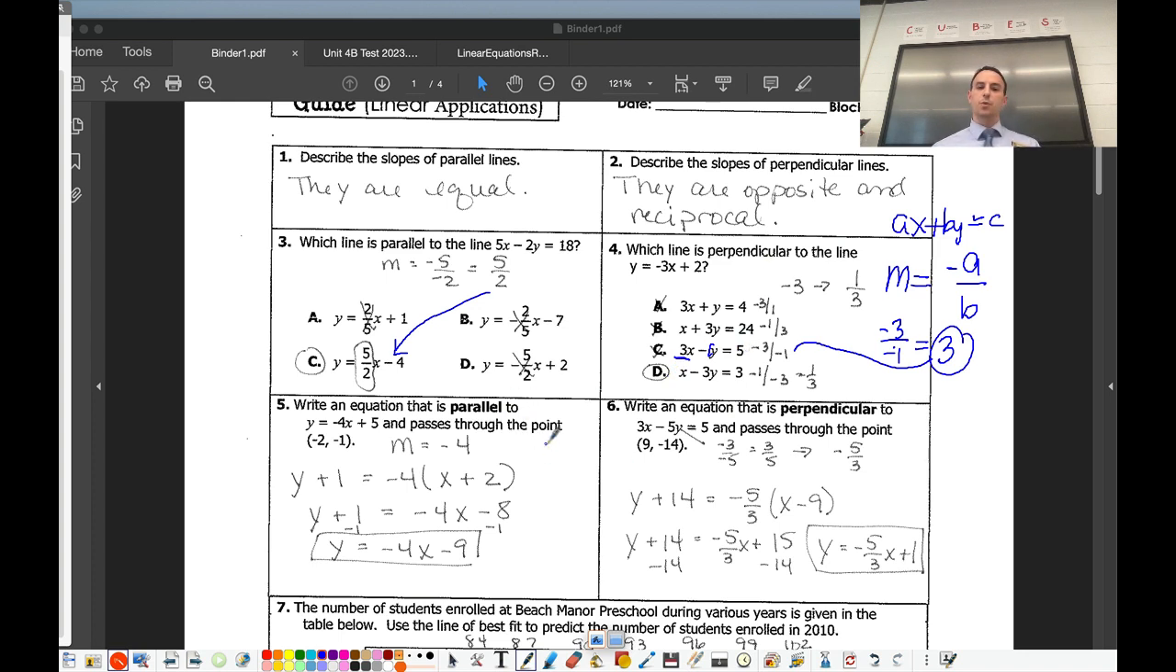Be sure you're careful as you work through parallel. You remember you can do parallel and perpendicular using slope-intercept. You don't have to use point slope, but you can do either one. But remember to take the negative reciprocal of perpendicular to make it work.